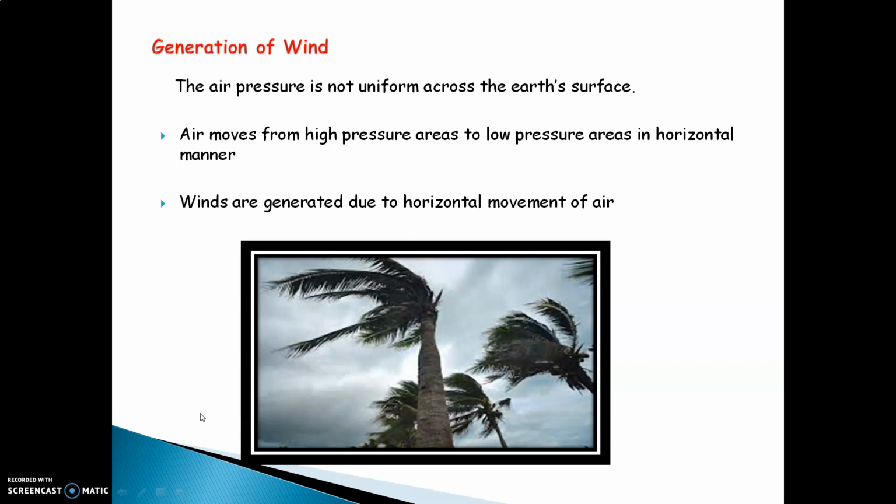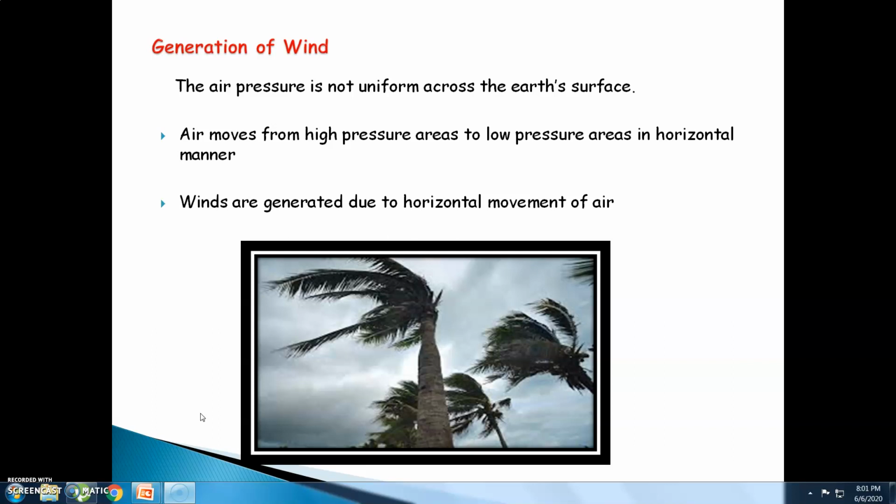Generation of wind. The air pressure is not uniform across the Earth's surface. That means the amount of pressure in the air, sometimes it is more, sometimes it is less. Based on this, it leads to the formation of winds. Air moves from high pressure areas to low pressure areas in a horizontal manner. It comes in a forceful manner, that is called wind.